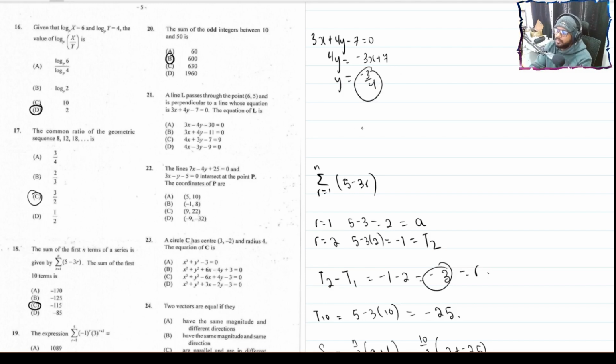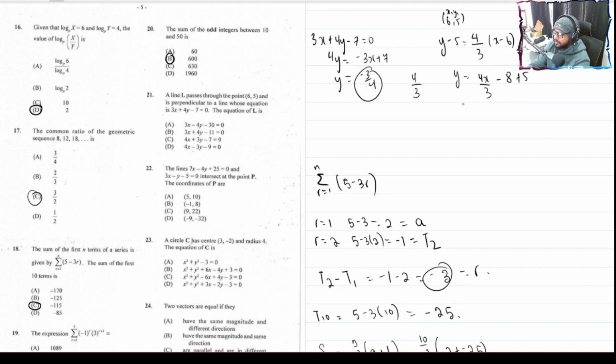The gradient of the equation, and I want the gradient of L, which is perpendicular. Flip it and change the sign. I get 4 over 3 to be the gradient of the perpendicular line, which is L. And L passes through (6, 5). So we're going to use the equation y minus y1 is m into x minus x1. y is equal to 4x over 3, take away, 3 could go into 6 2 times, and 4 by 2 is 8, plus 5.